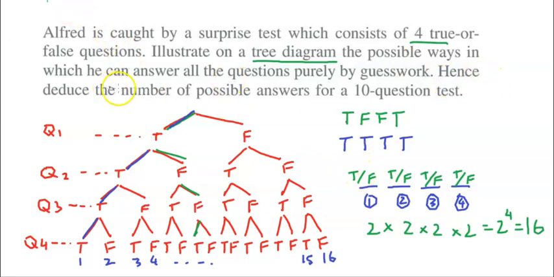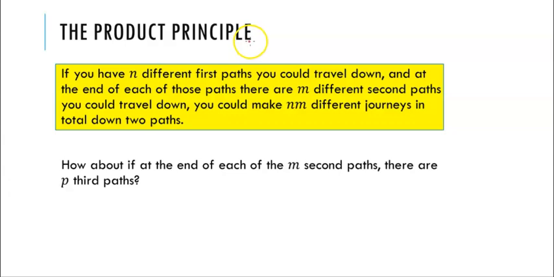And then it says, hence deduce the number of possible answers for a 10-question test, assuming true or false questions still. Well, it's the exact same idea, except this time instead of 4 positions, we have 10. And in each of these 10 positions, we can put a T or an F for true or false. And so that's going to give us a total of 2 times 2 times 2 times 2 times 2 times 2 times 2 times 2 times 2 times 2. I think I got 10 of them. But yeah, it's much easier to just write 2 to the power of 10. And that is 1024.